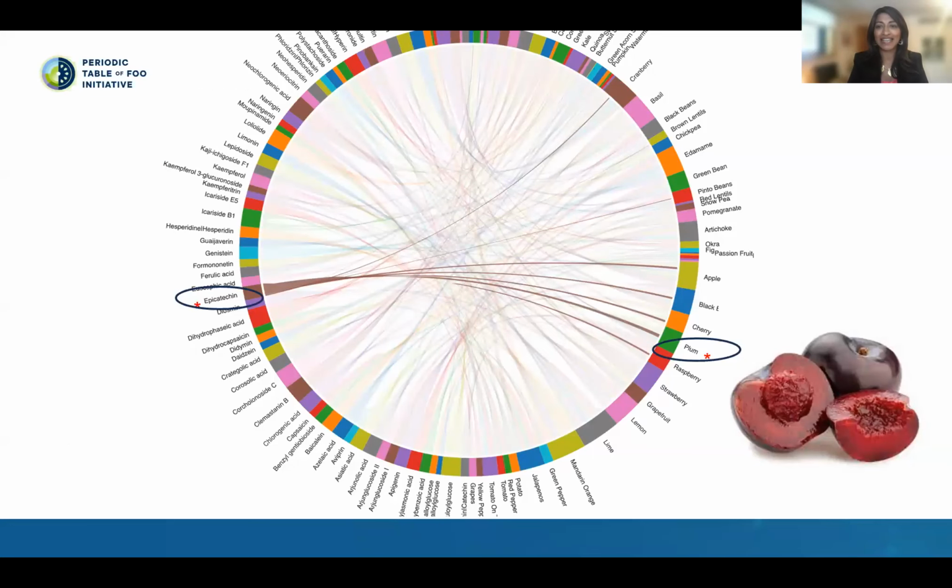Looking at initial data on 100 fruits and vegetables generated by the Periodic Table of Food Initiative on some of the phytochemicals in fruits and vegetables, we see that epicatechin is found in multiple foods, including apples, plums, and raspberry, with the highest relative abundance in plums.